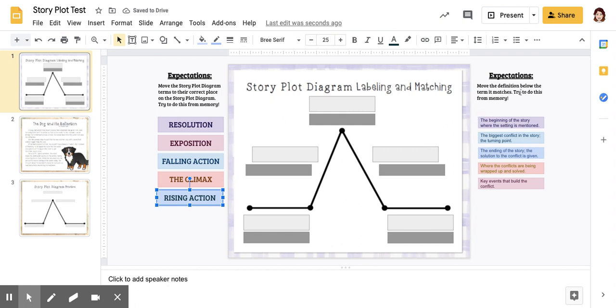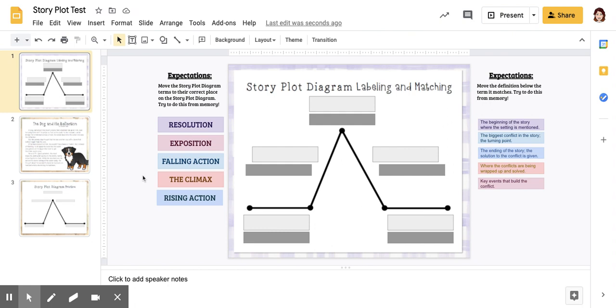You also need to move the definitions to below the term that it matches. You can click and drag on each of these boxes and put them in the correct spot on the story plot diagram, matching up with the terms that you've already put in the white boxes. We did this together on Thursday, so hopefully you'll be able to remember exactly where we placed them. This is the exact same slide that we did on Thursday together.